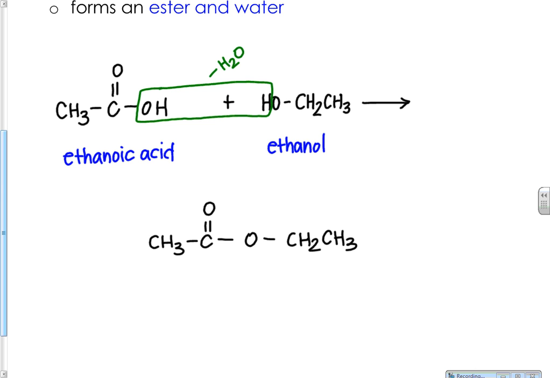Now we can actually name this ester. It was formed from ethanol and ethanoic acid, so it becomes ethyl ethanoate. And that's an example of a condensation reaction. Now, the only thing we're missing here is that water has to be a product. So that's what was eliminated in this condensation reaction.